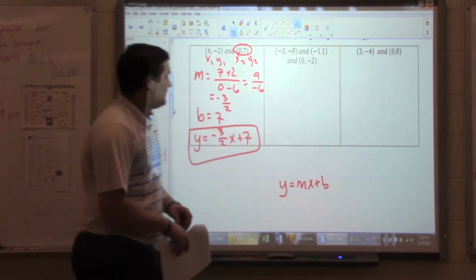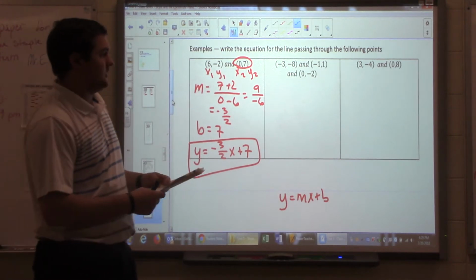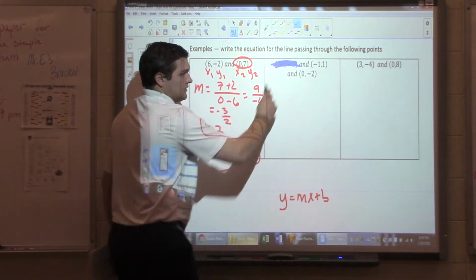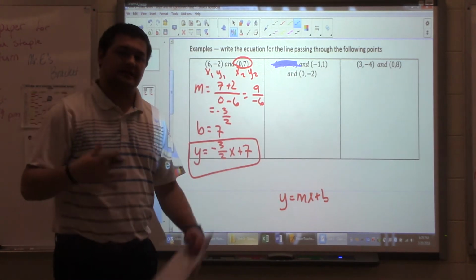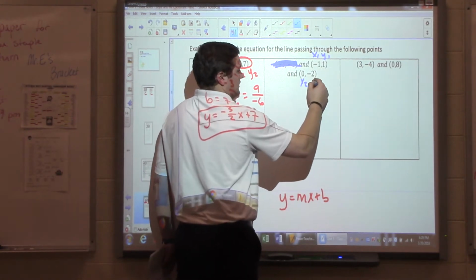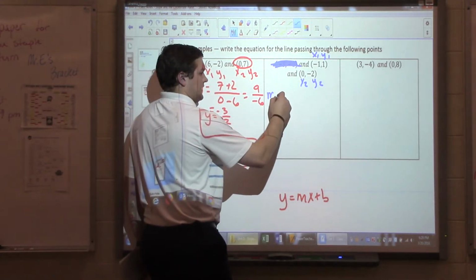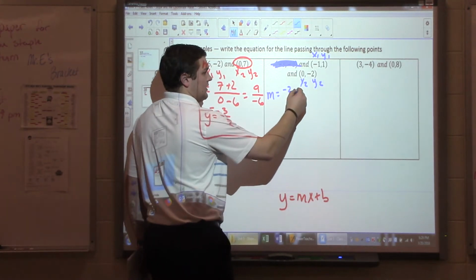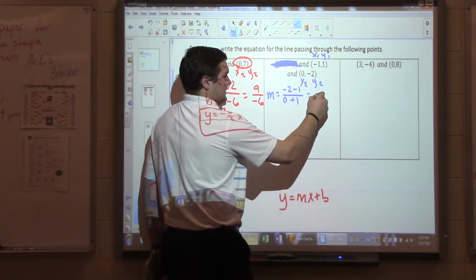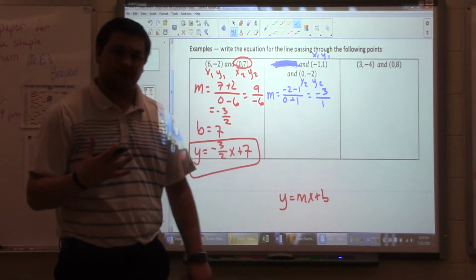So, next one, -3, -8, -1, 1, and 0, -2. So I'm going to use the second 2 points. I'm not even going to worry about the first one. So the second 2 points, nice and easy, right? x1, y1, x2, y2. So find your slope first. M equals -2 minus 1 over 0 plus 1. I get -3 over 1, or just -3. So my slope is -3.